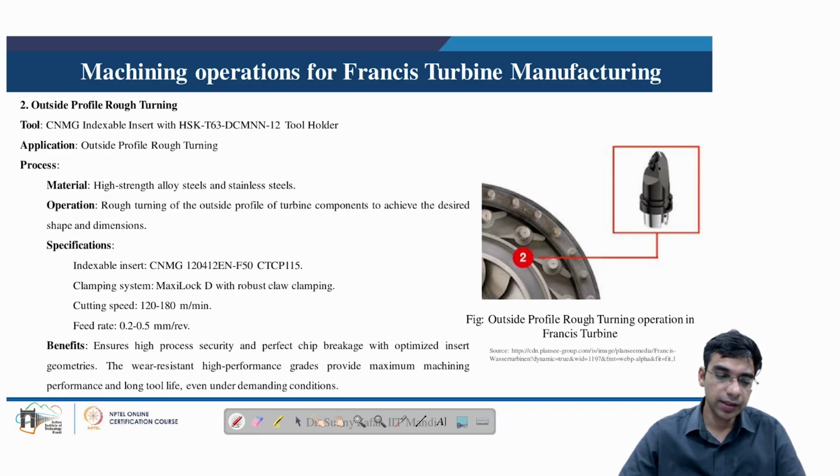Indexable inserts with a clamping system with a robust claw clamp are utilized with a cutting speed of 120 to 180 meters per minute at a feed rate of 0.2 to 0.5 millimeters per revolution. The process offers high process security with perfect chip breaking at optimized insert geometries. The wear resistant performance of the grade also provides maximum machining performance with long tool life even under demanding conditions.